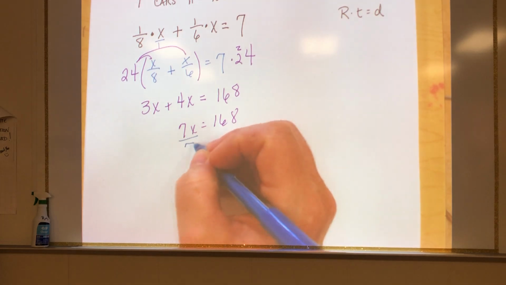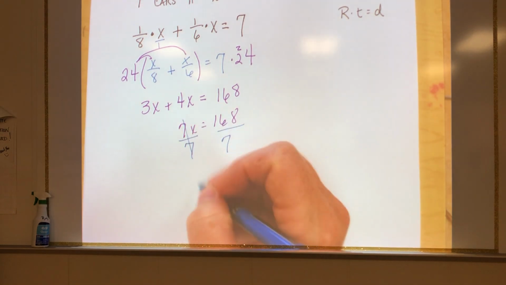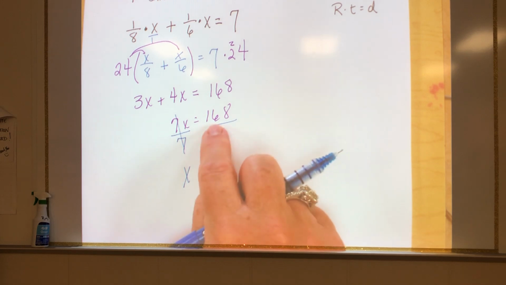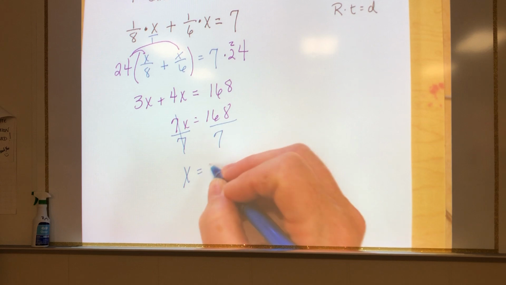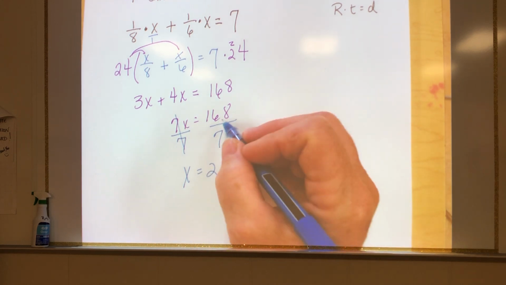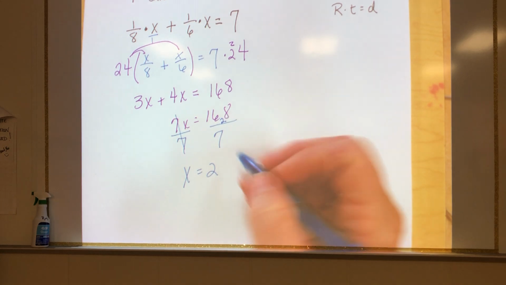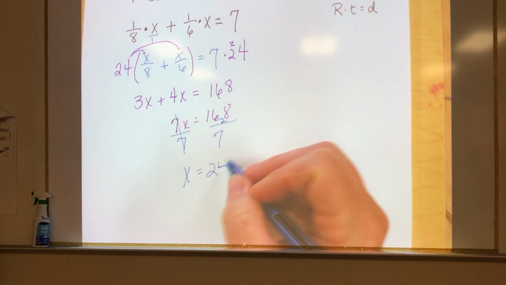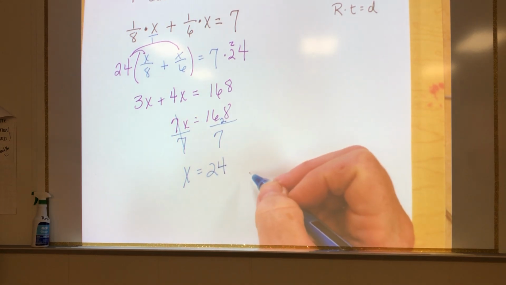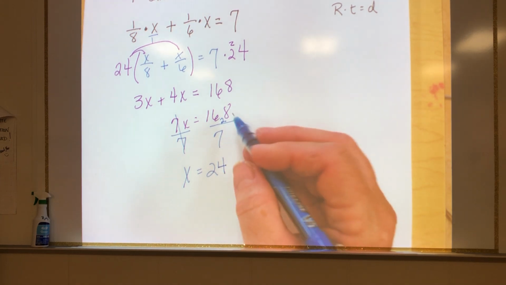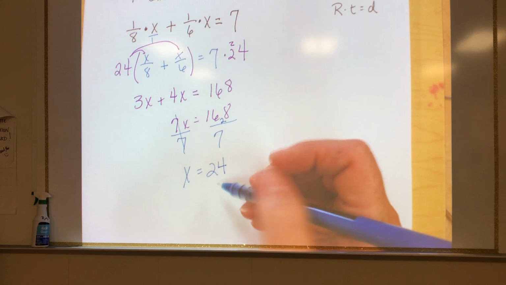Divide by 7. Now watch. How many times does 7 go into 16? 2 times. So that's 14, right? So you got 2 left over. How many times does 7 go into 28? 4. You had 2 left over. You had to carry it. Okay? So 24.